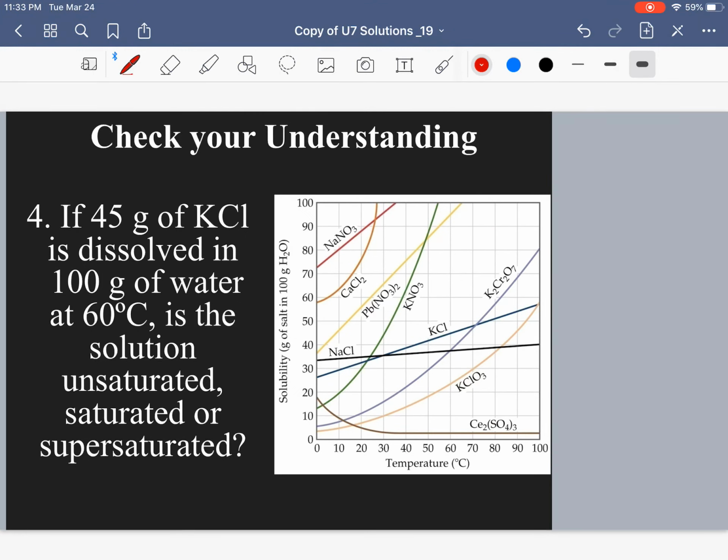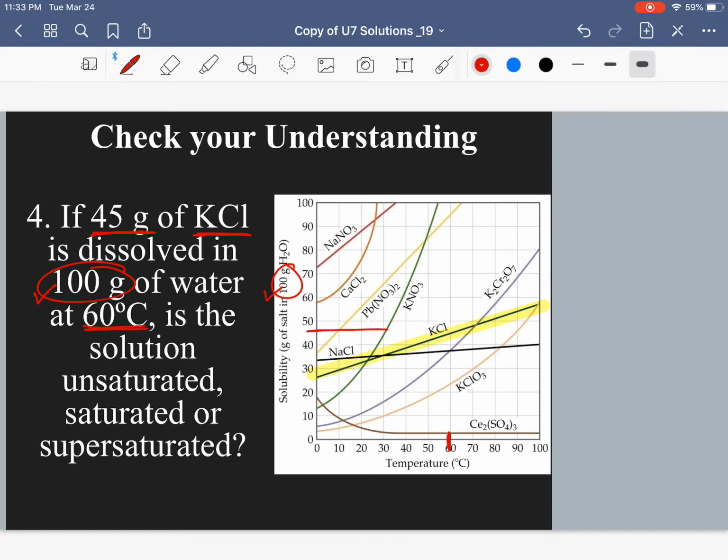If 45 grams of potassium chloride are dissolved in 100 grams of water at 60 degrees Celsius. So let's take a second. Very important to underline your key words here, that way you don't get bogged down in all the words in your problem. So making sure that your 100 grams match. It does. Awesome. You are good to go. So I'm saying there is KCl. So let's find our potassium chloride, KCl here. And I'm dissolving 45 grams, which is about right here, at 60 degrees Celsius.